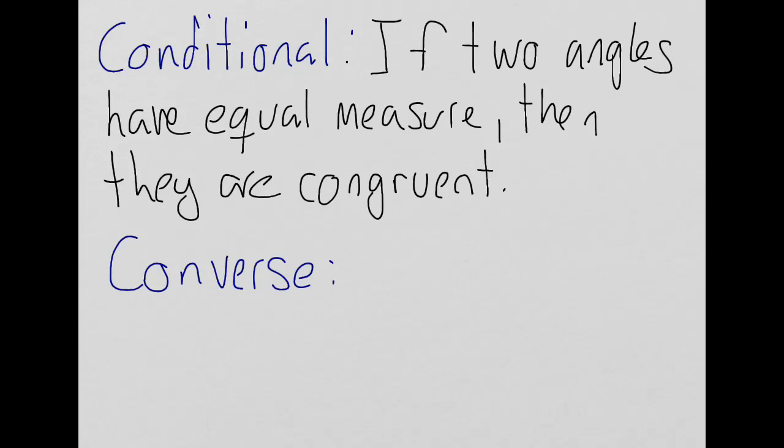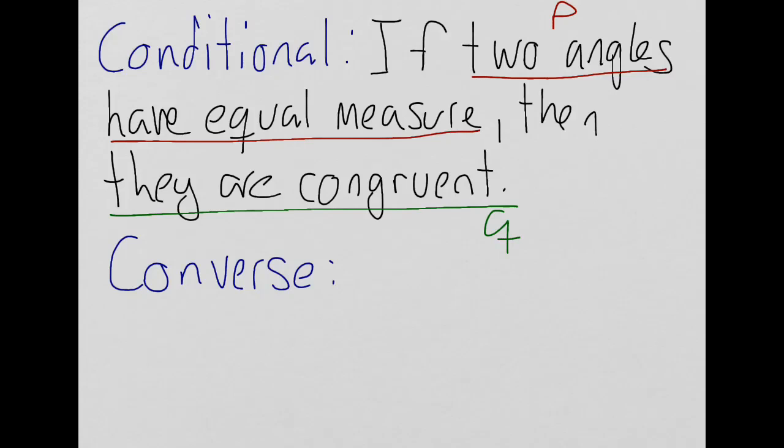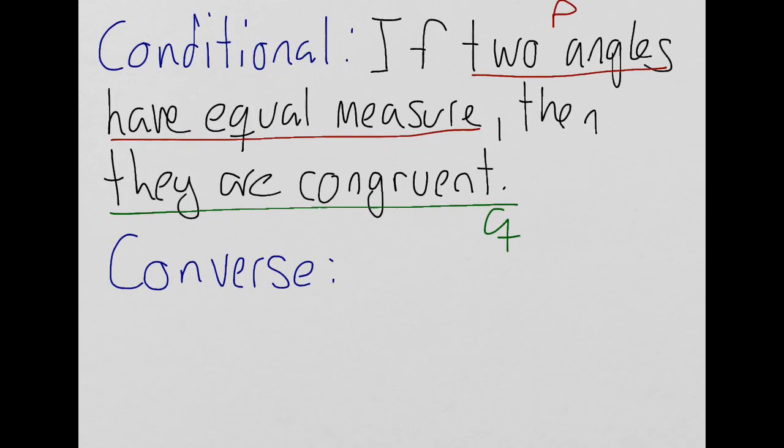Now that you've had some time to work on this by yourself, we'll go over it together. Your first step was to find the converse of this statement. The best way to do this is probably to identify our P and our Q, so then we can switch them. If two angles have equal measure, that's our P. Then they are congruent, that's our Q. To write our converse, we just switch them.